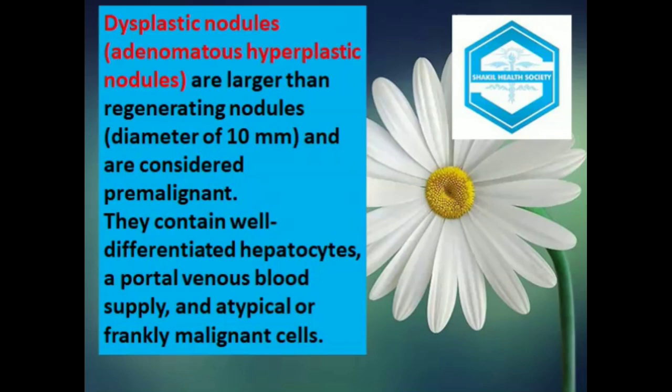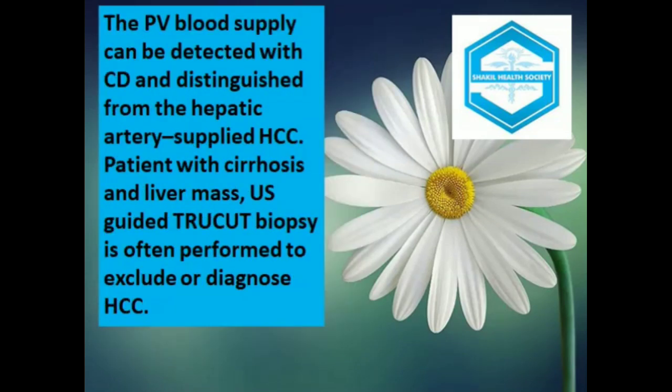Dysplastic nodules or adenomatous hyperplastic nodules are larger than regenerating nodules, that is more than 10 millimeter, and are considered pre-malignant. They contain well-differentiated hepatocytes, a portal venous blood supply, and atypical or frankly malignant cells. The portal venous blood supply can be detected with color Doppler and distinguished from the hepatic artery supplied HCC. In a patient with cirrhosis and liver mass, ultrasound-guided true-cut biopsy is often performed to exclude or diagnose hepatocellular carcinoma.